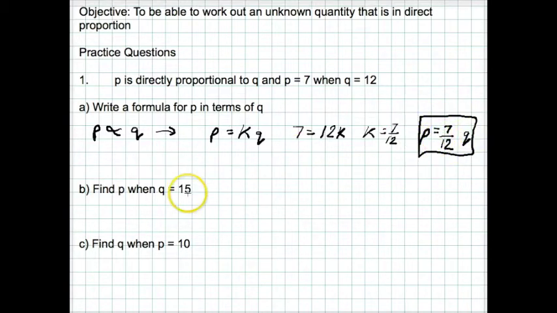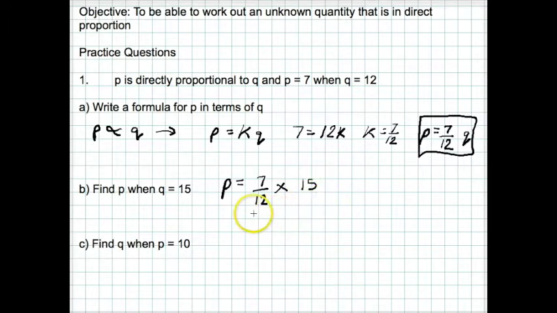Part B and C now are very straightforward, because we're just going to use our new formula that we've just worked out to find out what P is when Q is now 15. So we write down P is going to equal 7/12 of Q, and Q's 15. Of means times in maths, so 7/12 times Q, and Q is 15.